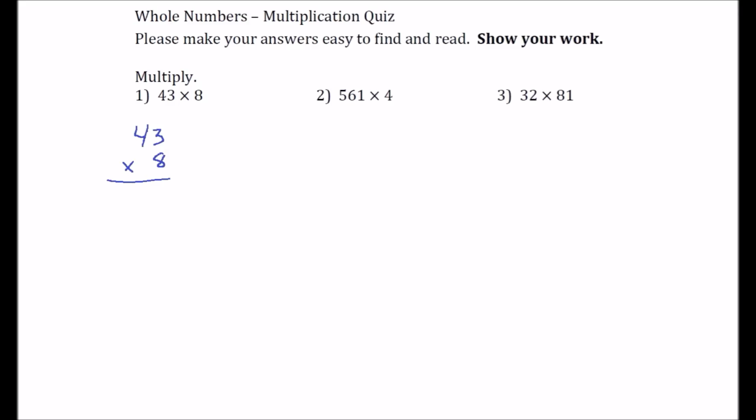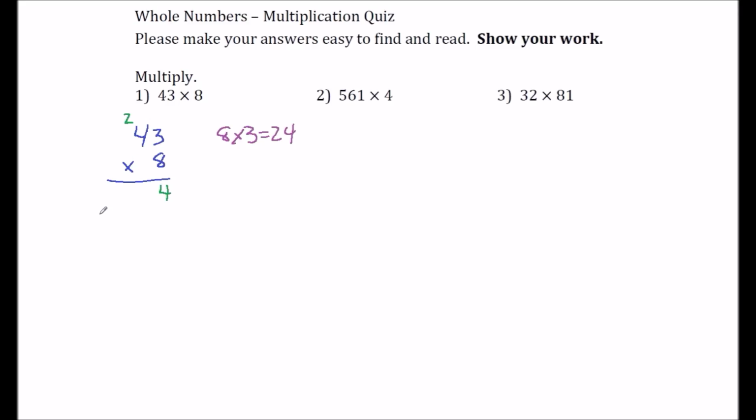Alright, so when we start here, if we're going to do this with the traditional or standard algorithm, the way that a lot of us learn it, we're going to start with 8 times 3, which would give us 24. So we're going to write down the 4, and we're going to carry the 2. We'll always write down the number from the ones place, 4 in the ones place, and then carry any number from the tens place.